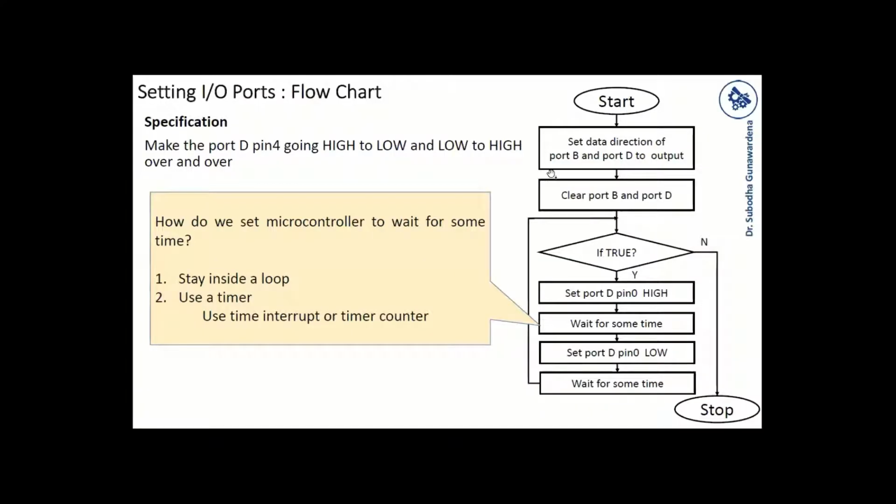In fact, there are two ways of doing this wait. One way is to stay inside a loop and wait until the loop ends, and then once the loop finishes, the wait will finish and you go to the next step. Or else you can create a timer and wait till the timer expires, and once the timer expires we can go to the next step. Basically our code will look like the following.